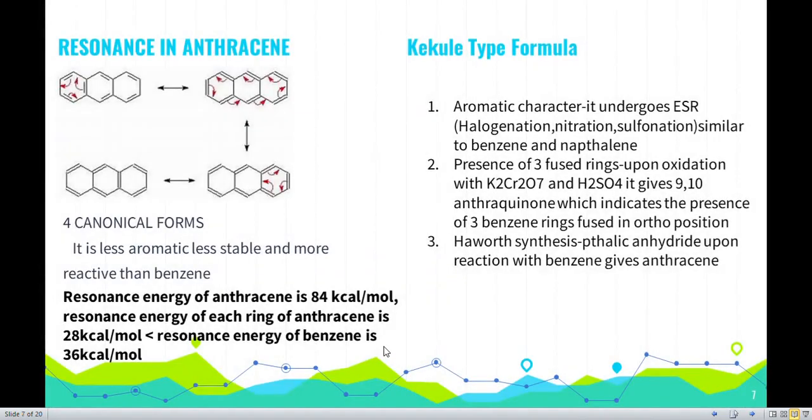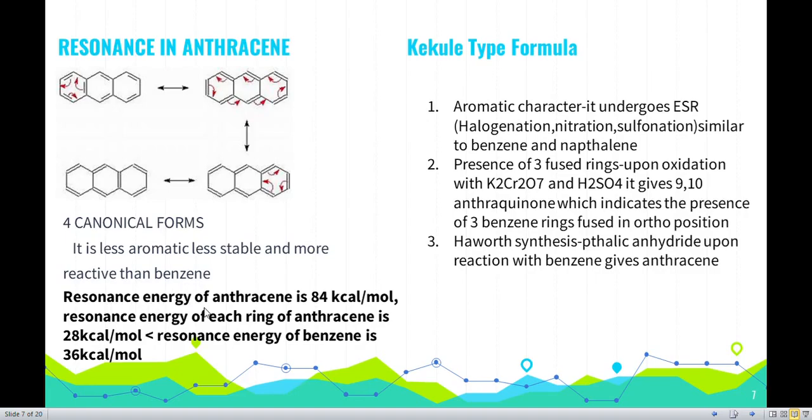Now moving towards the resonance in anthracene. Anthracene is a resonance hybrid of 4 canonical forms. Here we can see it is less aromatic, less stable and more reactive than benzene. So why is it like that?